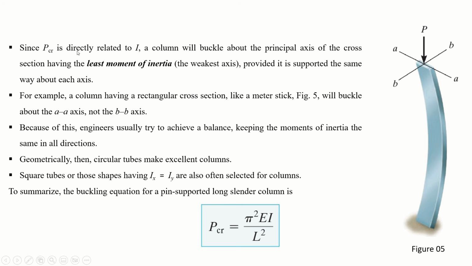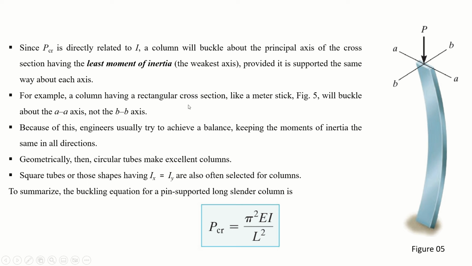Now, since P critical is directly related to I, a column will buckle about the principal axis of the cross section having the least moment of inertia. This is a column with two directions, one larger and the other smaller. This column will always bend about the A axis, in the B direction, because its moment of inertia in the A direction is much larger than in the B direction. Therefore, it will always buckle in this direction.